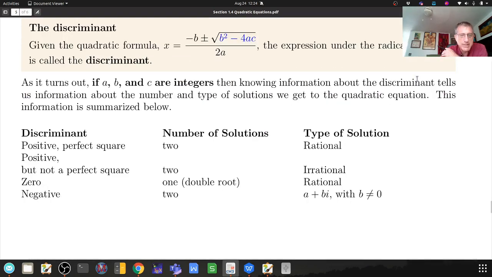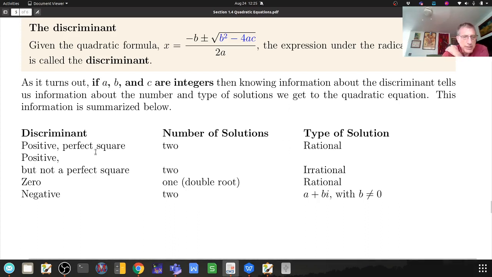So as it turns out, and this is important, a, b, and c have to be integers, those are plus or minus whole numbers, like minus 3, plus 127, 0. If a, b, and c are integers, then you can use this test. Knowing information about this discriminant tells us information about the number and types of solutions we get.